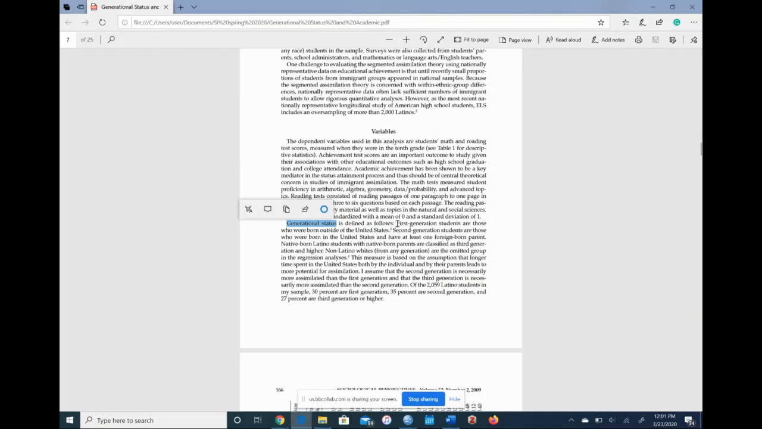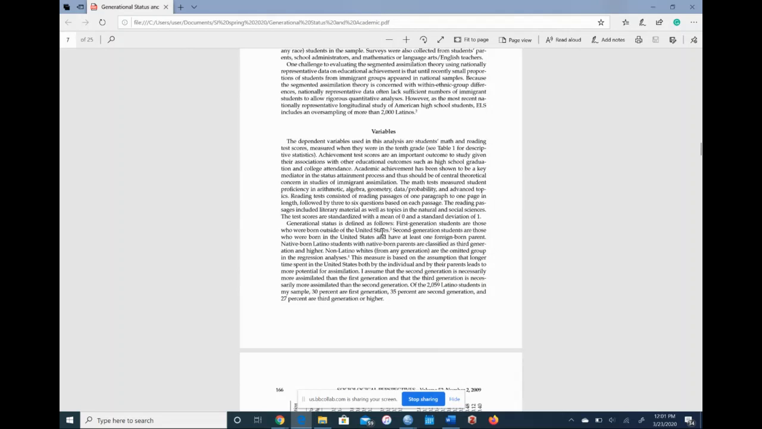Okay, so what they do is they measure a person's first generational status by asking the individual if they were born in the US or outside of the US. It measures second generational status by asking the person if their parents were born in the US or if they're foreign born. And then the third question is asking if grandparents were born in the US or if they weren't born in the US.